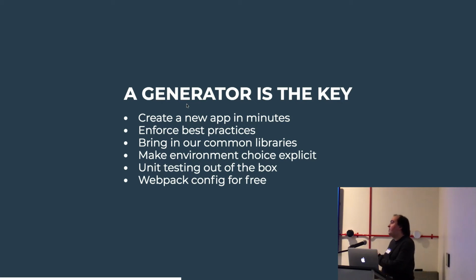It should make choices of environment completely explicit. Like, for example, we have external apps, internal apps, and stuff like that that need to be configured differently. The choice should be made from the get-go there, and all the configuration should just happen. Unit testing should be configured out of the box. You obviously want people to test their code, so you want to make that easy. There shouldn't be any friction there. And the Webpack configuration, we use Webpack, but whatever build tool you decide to use should be pre-configured. People shouldn't have to worry about that.